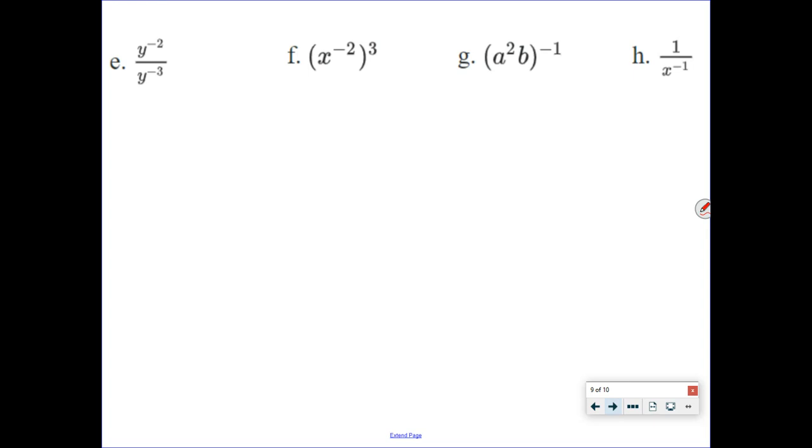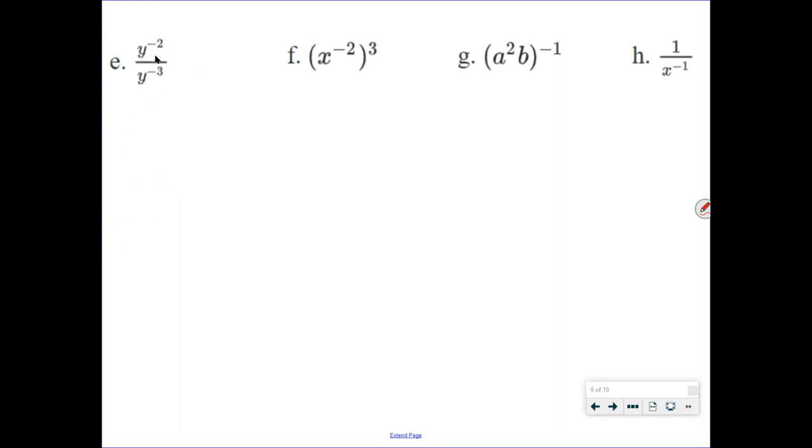This one's interesting, E. Now again, you can choose to do it however you want to do it. Some of them might have said, hey, if it's a negative exponent, I can put this on the bottom and this on the top. Wouldn't that take care of it? Well, let's see. At that point, I'd have y to the third over y to the second, and then I subtract those exponents, and I get y to the first. So let's see if that works a different way.